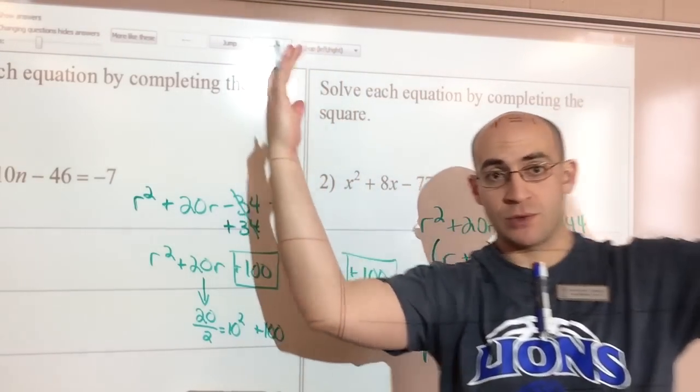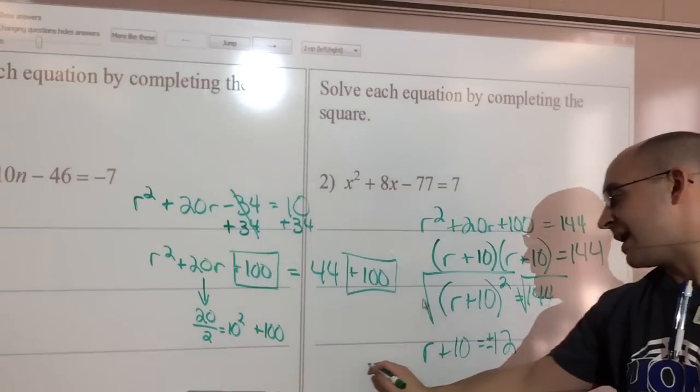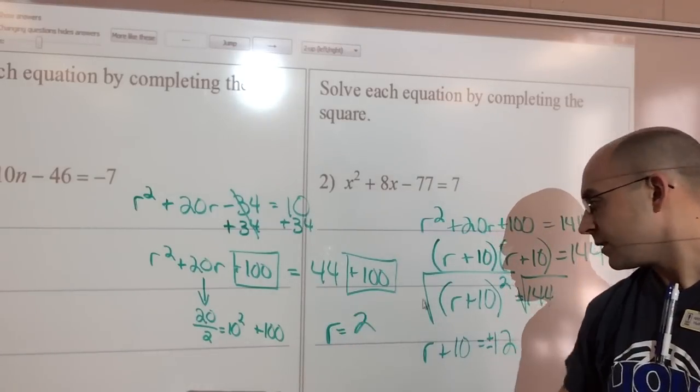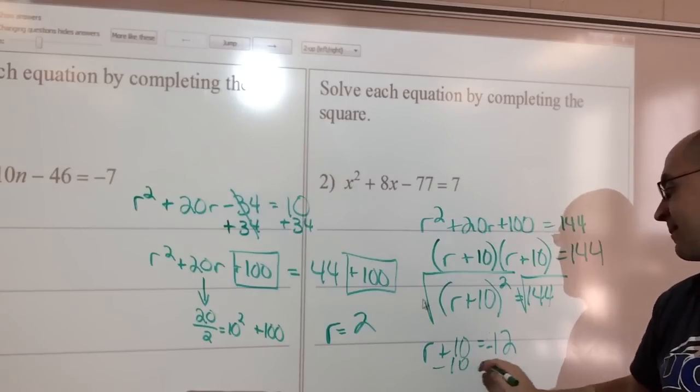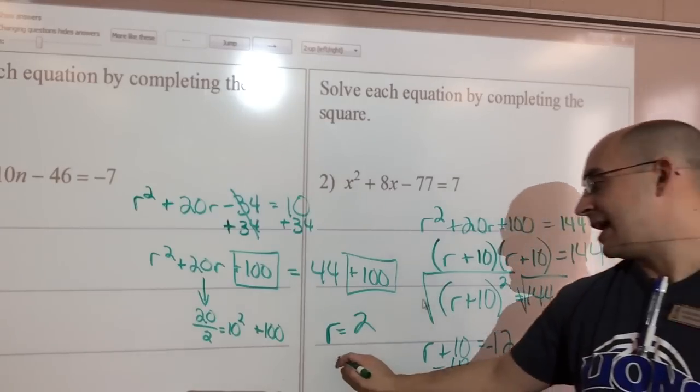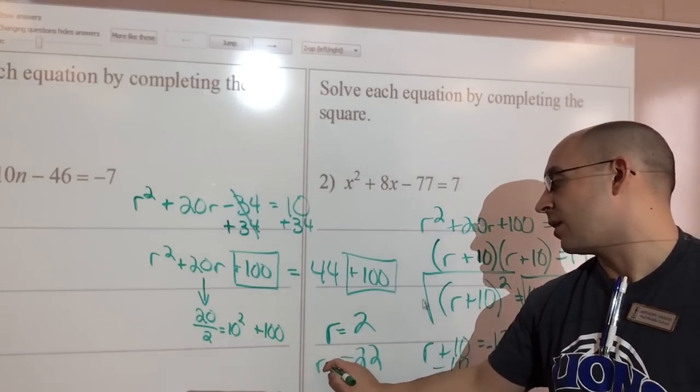There are 2 zeros or 2 roots. So I know my first root has to be r equals 2. But if I have a subtraction here, and this is a negative, I'm subtracting by 10 on both sides, and I'm going to have a negative 22 as my other r value.